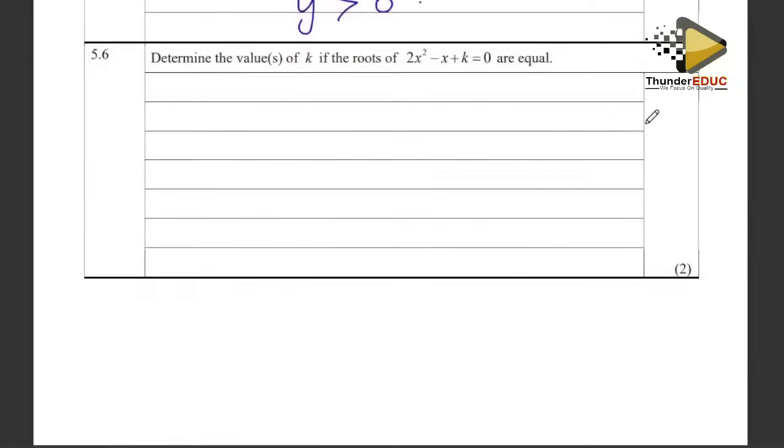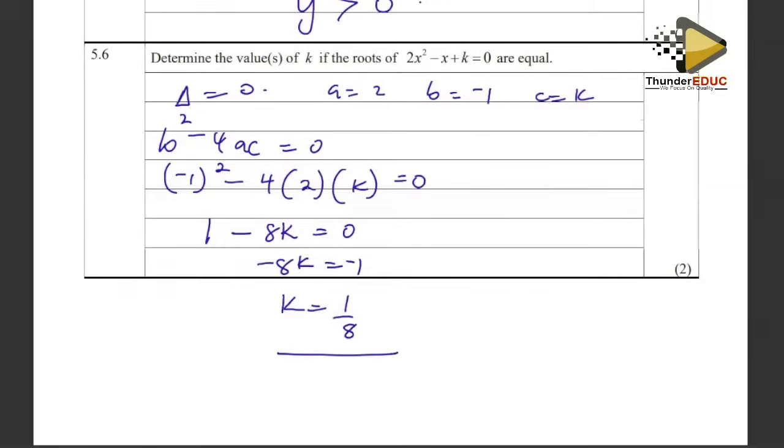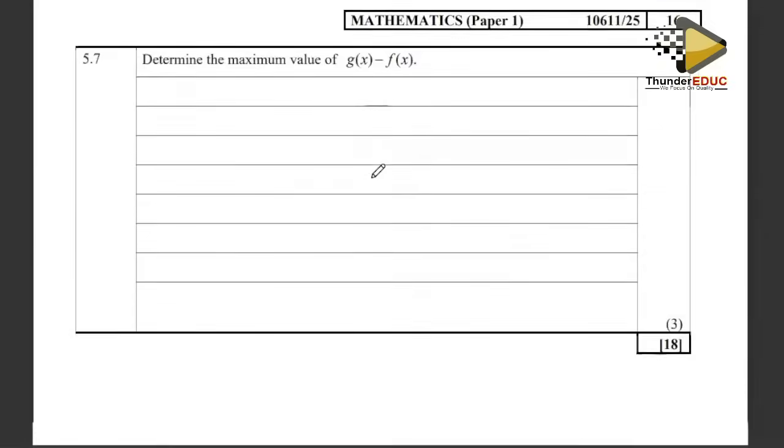Then 5.6, determine the values of k if the roots are equal. So when roots are equal, it means the discriminant is equal to 0. So our a is 2, our b is -1, our c is k. So b squared minus 4ac is equal to 0. -1 squared minus 4 into 2 times k is 0. So 1 minus 8k should be 0. Move the 8k that side or move the 1. So -8k is -1. Divide both sides by 8. k becomes 1/8. All right, so that is 5.6.